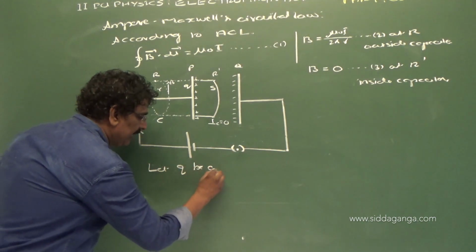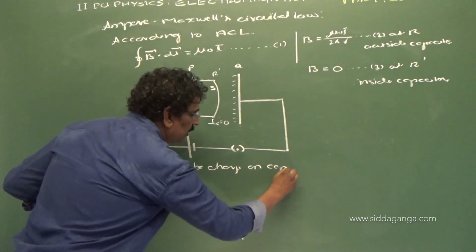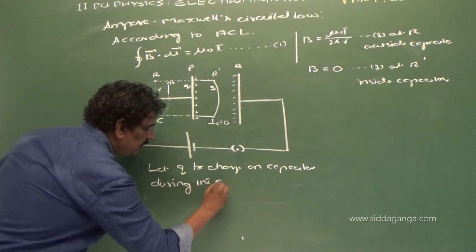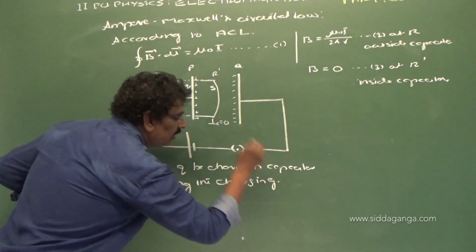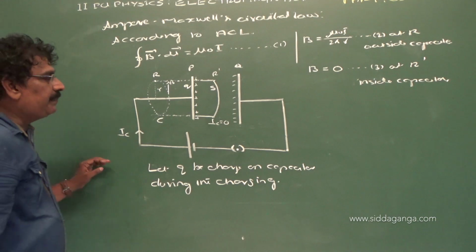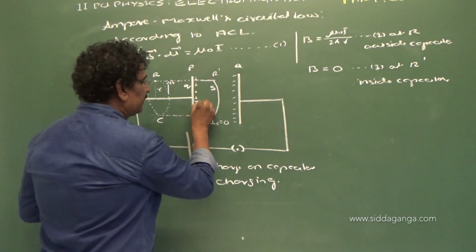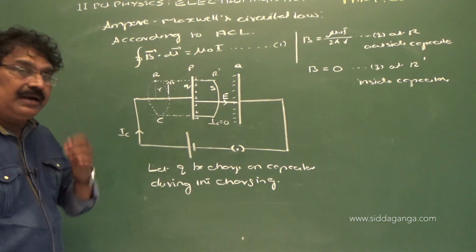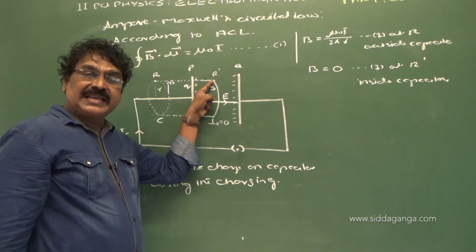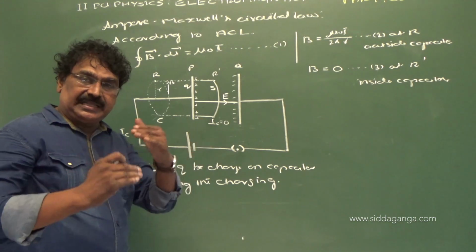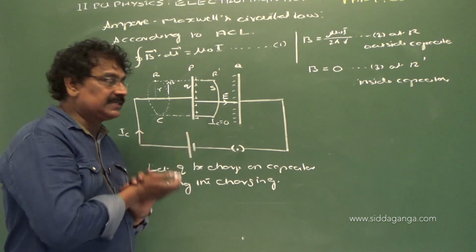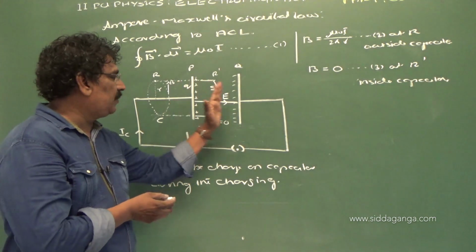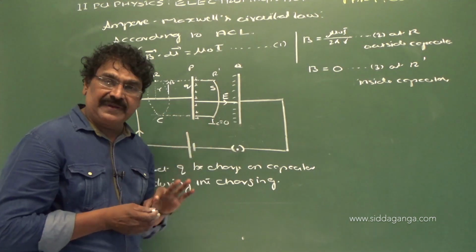Let Q be the charge on the capacitor during the charging of the capacitor. Then there is an electric field between the plates of the capacitor, which is perpendicular to the surface S, the bottom surface S of the Tiffin box shaped surface. It is from the positive plate towards the negative plate. This is the direction of the electric field here.